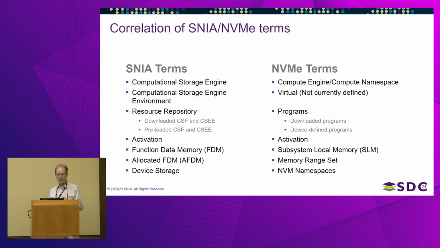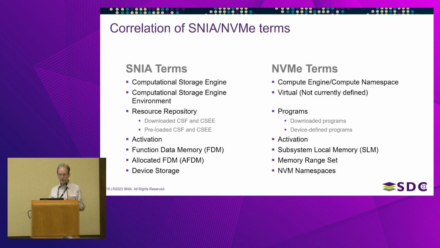Okay, from there, how do the terms correlate? Well, for the SNIA terms, which are all the things that Jason just defined for you, we have the computational storage engine in SNIA. In NVMe, this is the compute engine, which is what the compute namespace is made up of. So there's a one-to-one correlation between those.